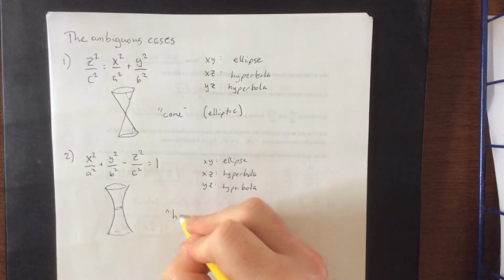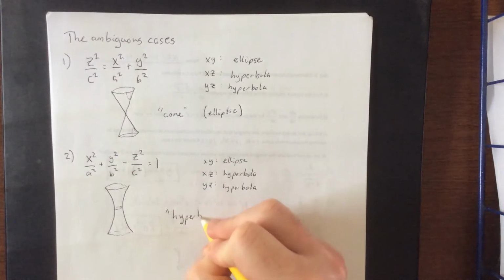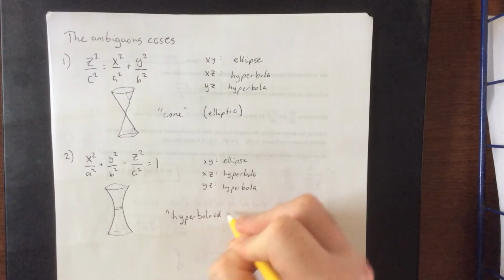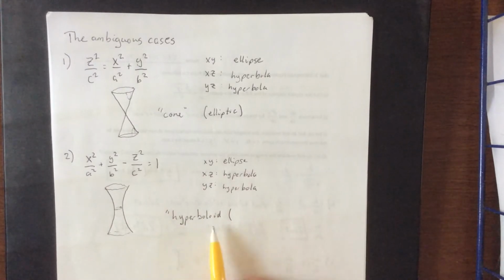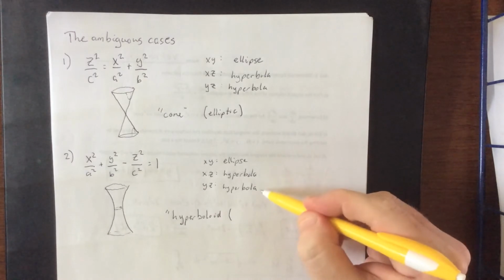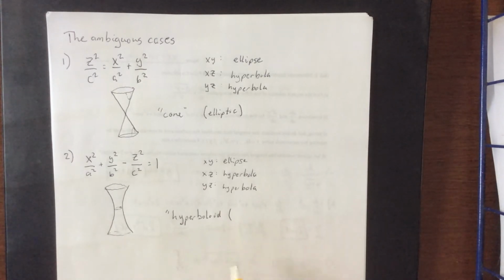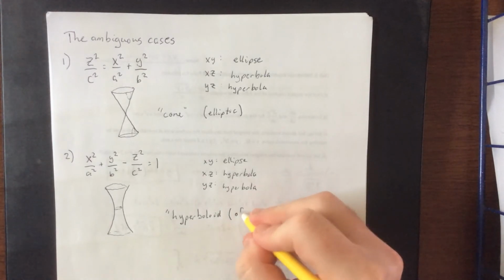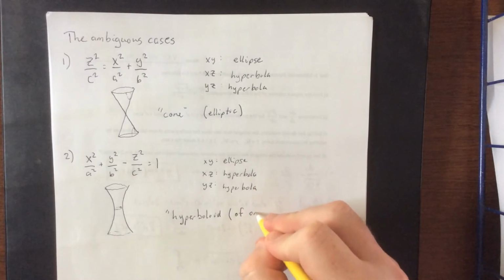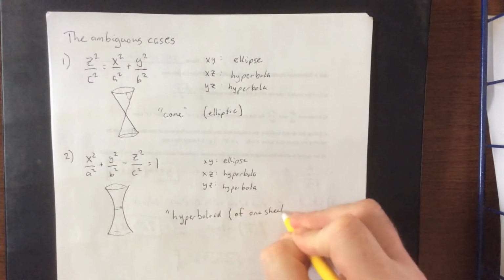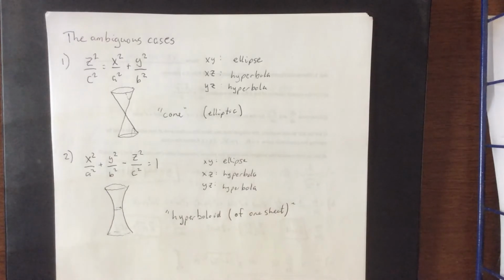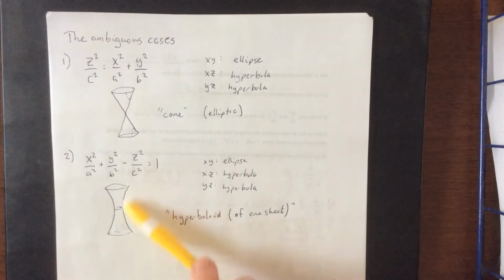This is known as a hyperboloid. I mentioned in the last video that when you have two of the same kind of traces, that becomes a noun and we add oid at the end. Works here as well. Specifically, this is a hyperboloid of one sheet. We say it's of one sheet because there's only one solid thing going on here.